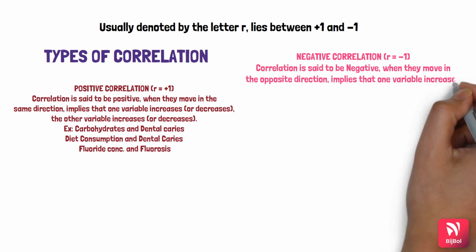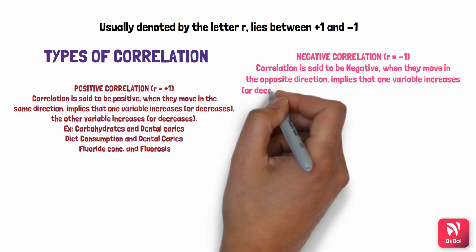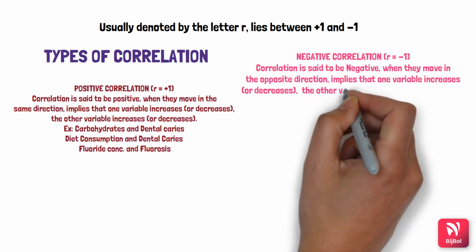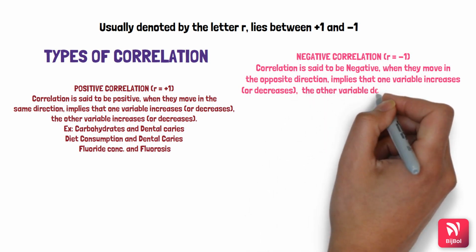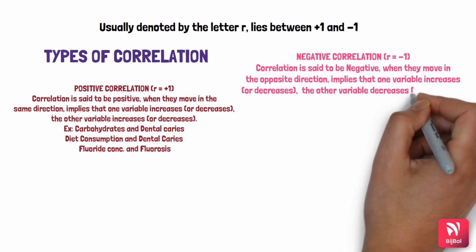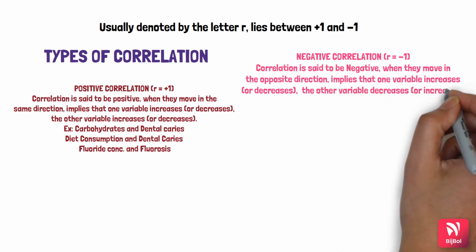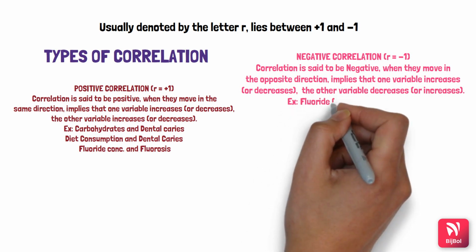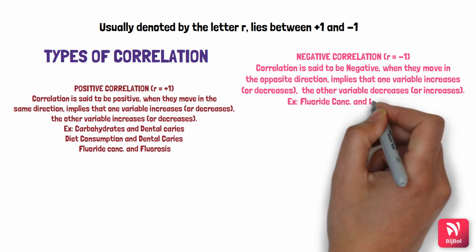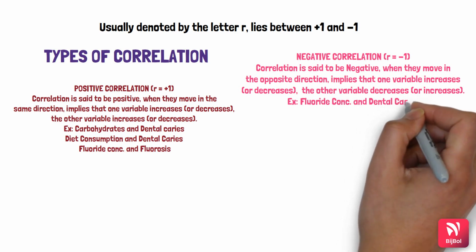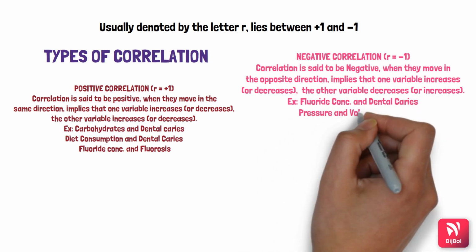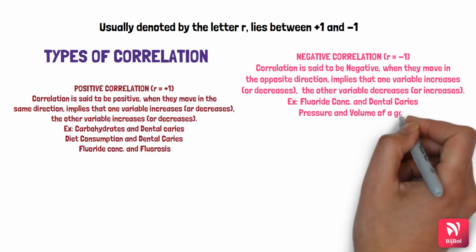Let us see the examples here. Fluoride concentration and dental caries. What is the negative correlation between fluoride concentration and dental caries? With an increase in fluoride consumption, there would be a decrease in dental caries occurring in the teeth. So this is the negative correlation, when they move in opposite directions. The other example for negative correlation would be the pressure and the volume of a gas.